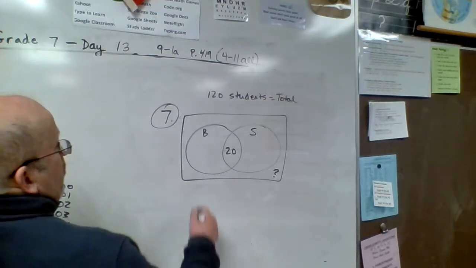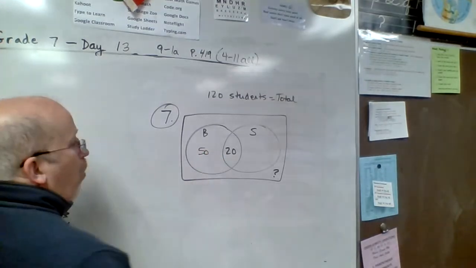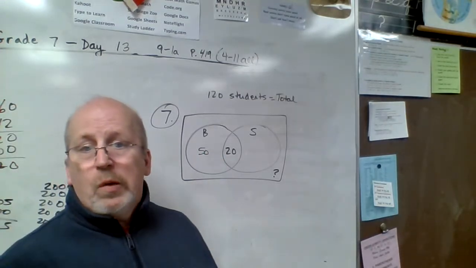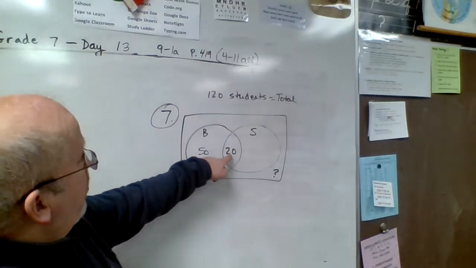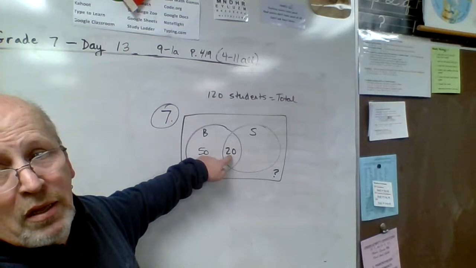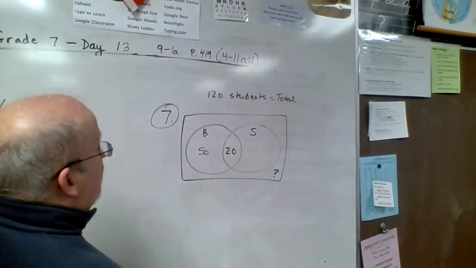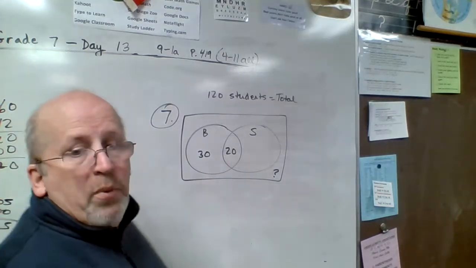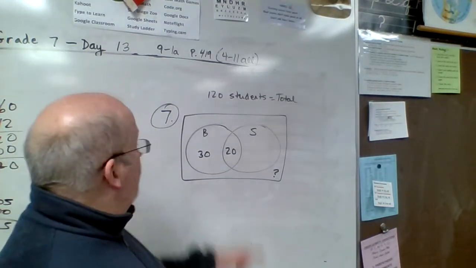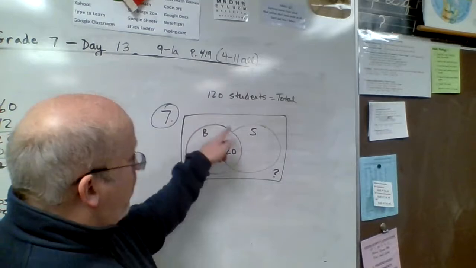If 50 students are playing baseball, can you tell me why it would be wrong to put a 50 right there? Well, because 50 plus this 20 makes 70. The 50 they're talking about is the total amount of baseball players. So we really need to put a 30 there instead of a 50.